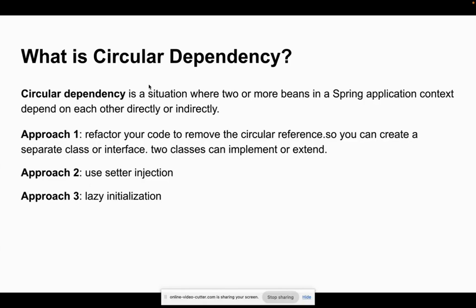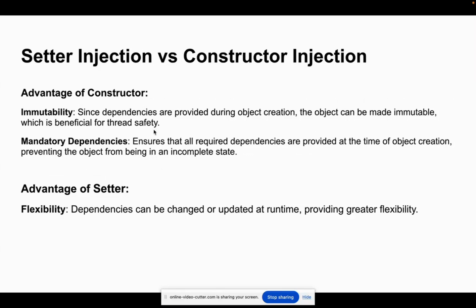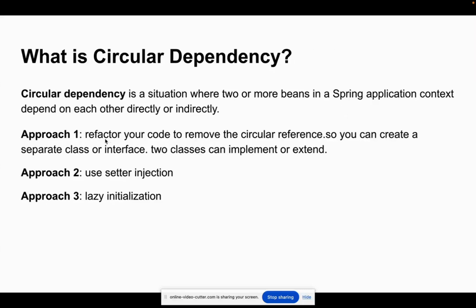Now the second approach. Why does constructor injection expose circular dependency? Because, as I said, dependencies are provided during object creation so the object can be made immutable. This is what we sometimes call constructor injection, and it makes the dependencies mandatory. Now we go to the next question.